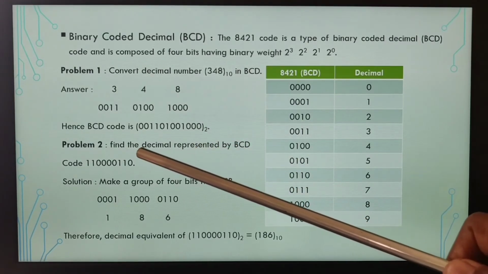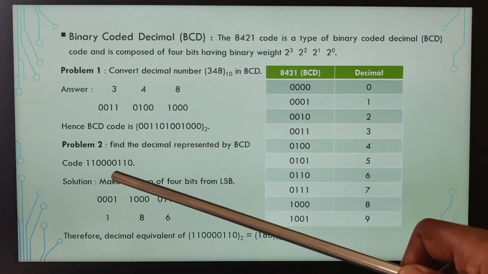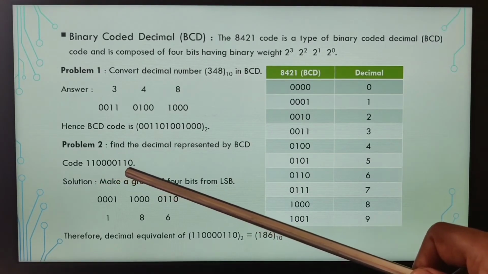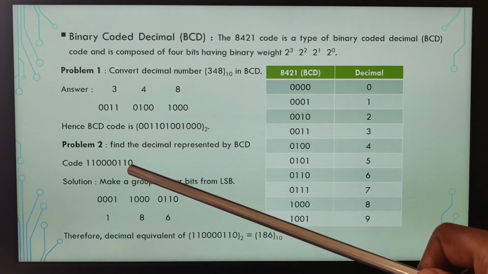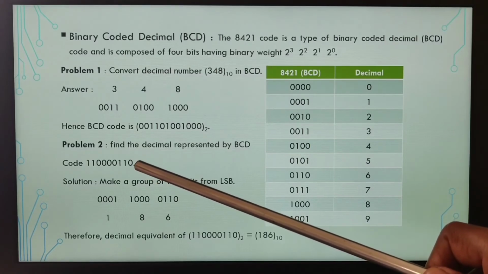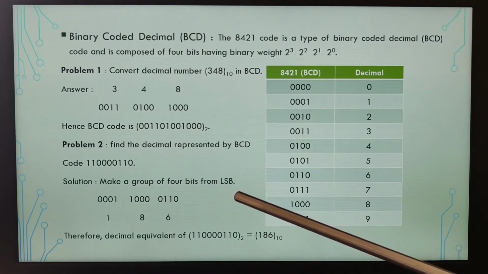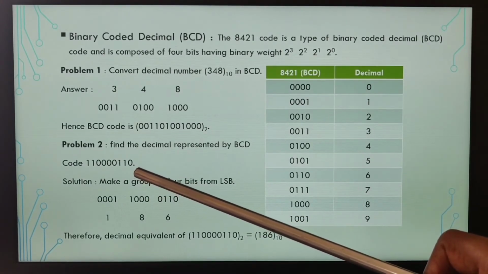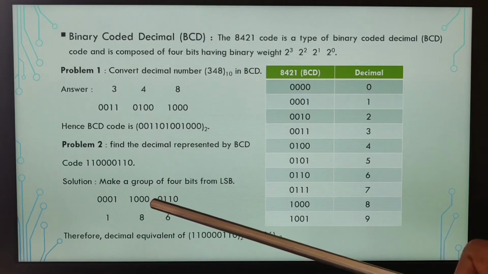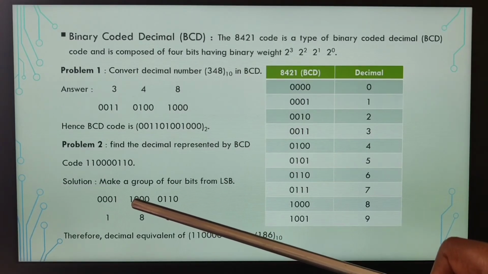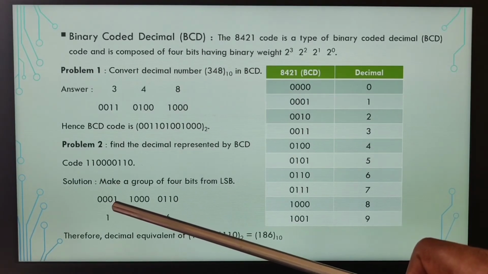Second example: find the decimal number represented by the BCD code 11 0001 0110. Here we have to convert this binary number into decimal. We have to make groups of 4 bits from the LSB. So the number is like this. We make groups of 4 bits: 0110, 0001 and the last is 11, and then we put 2 zeros on the left side, so this becomes 4 digits.